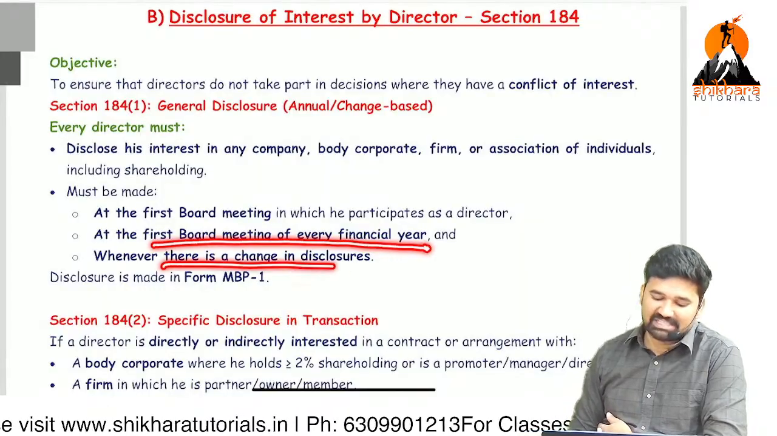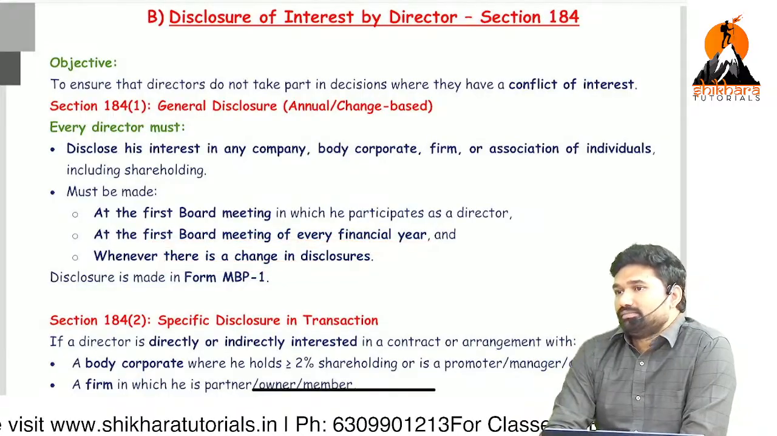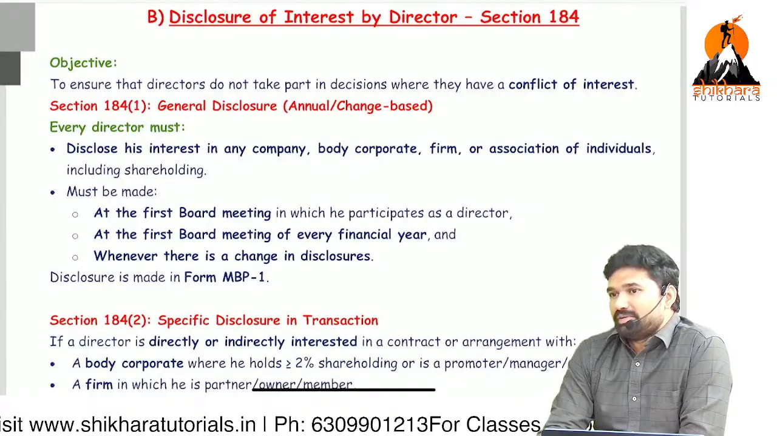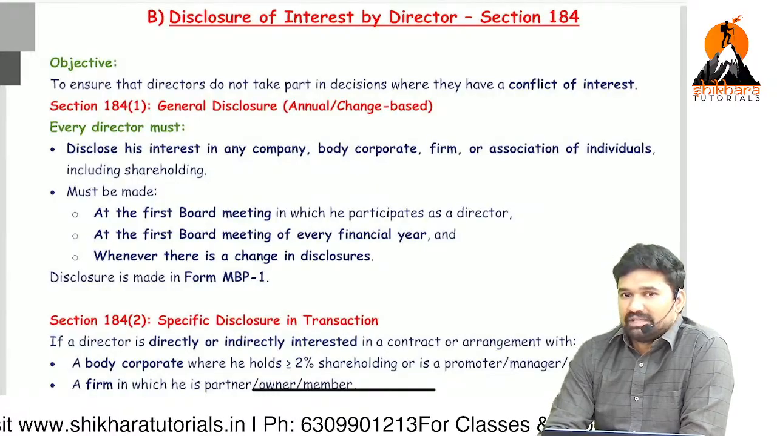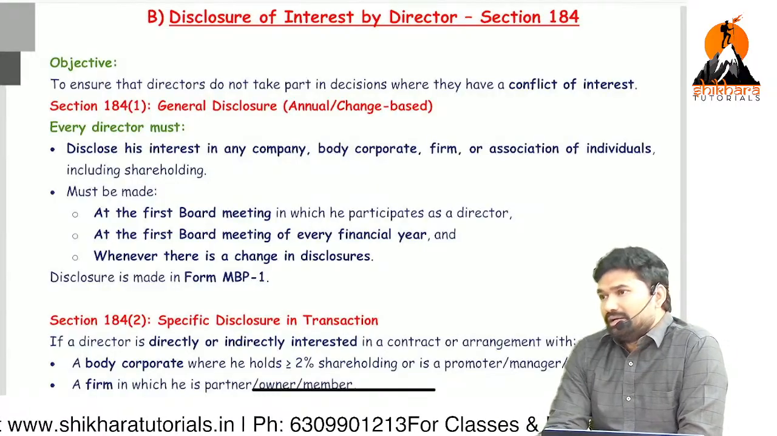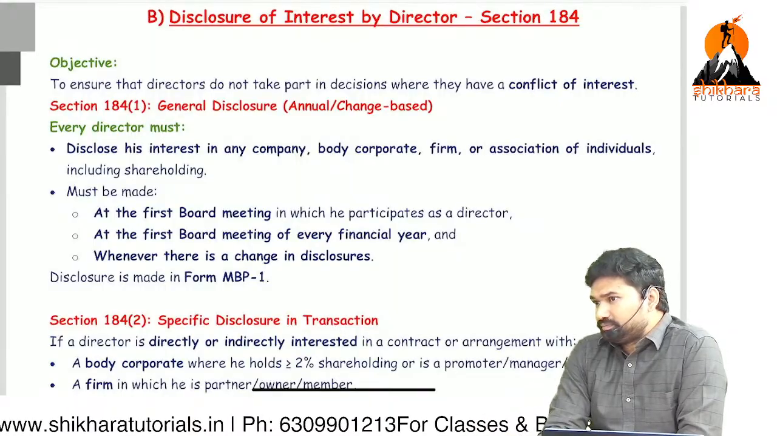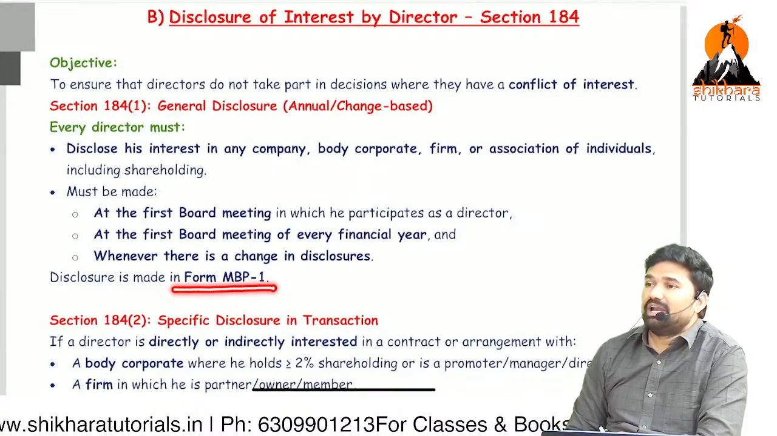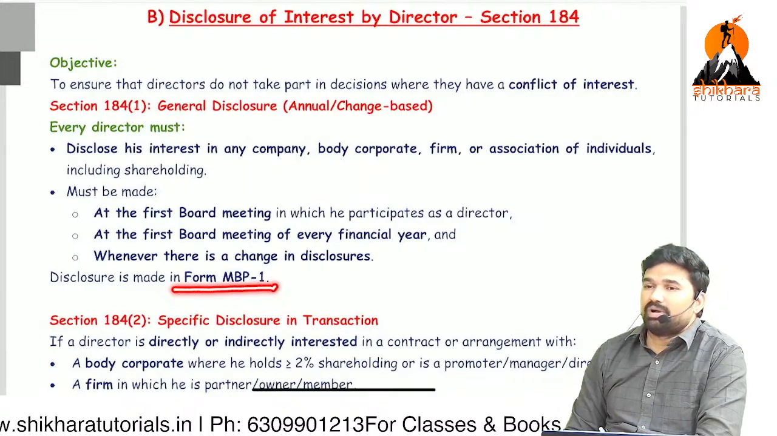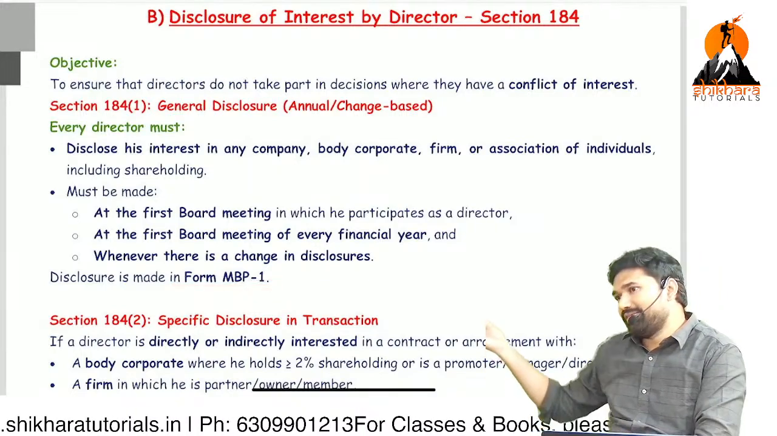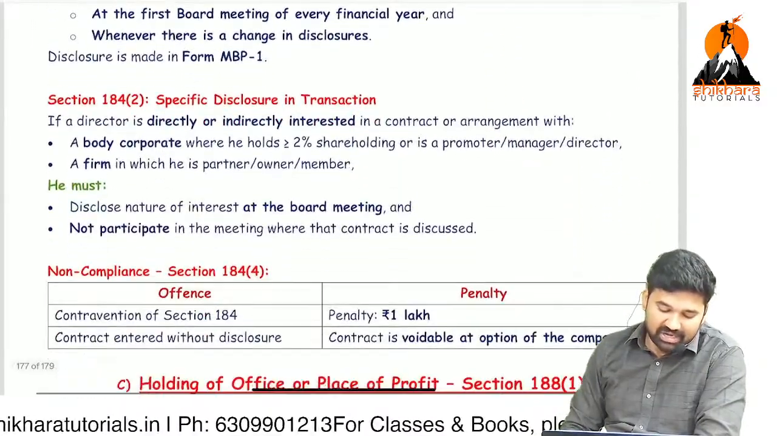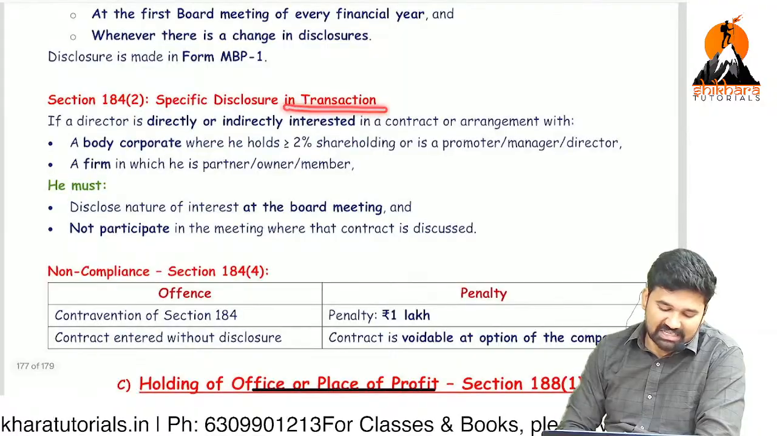And third, whenever there is a change in disclosures, like your ownership has increased from 6% to 7% or decreased from 6 to 5, or any change in particulars, intimate to the company. Disclosure should be made in form MBP-1. Not an important point. From a practical point of view, I have included that point. Not a big deal.